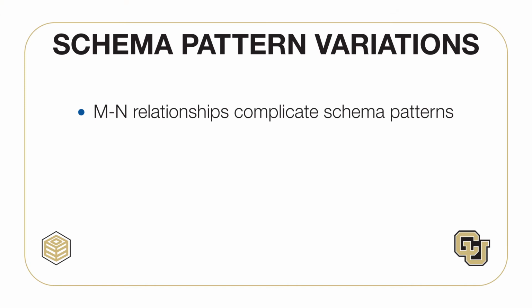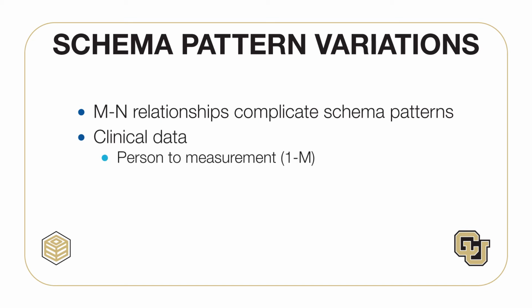The OMOP Common Data Model contains variation from the standardized schema patterns. The data model for the standardized clinical data contains many-to-many relationships, rather than just one-to-many relationships in the standard schema patterns. Person is the dimension table with one-to-many relationships to 3 major fact tables: visit occurrence, death, and specimen.